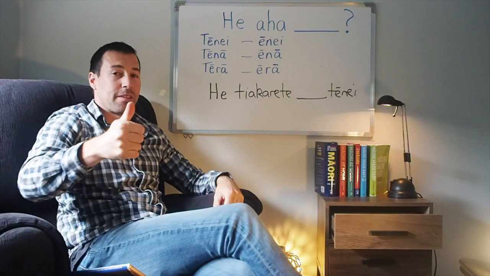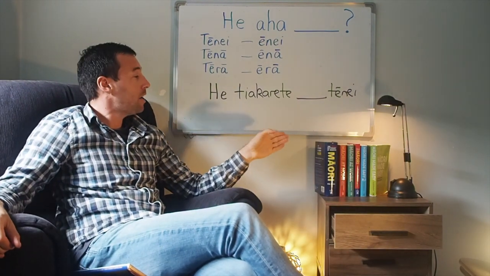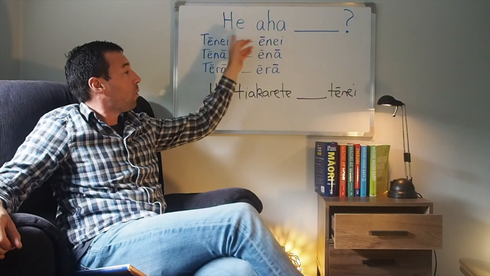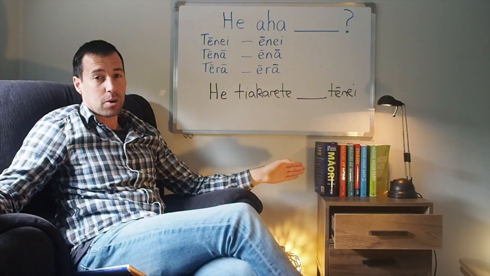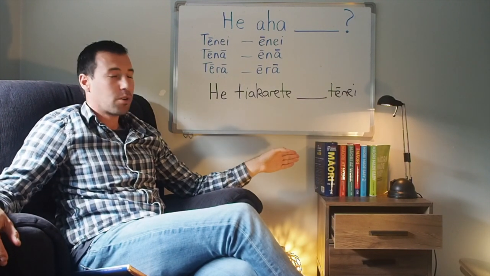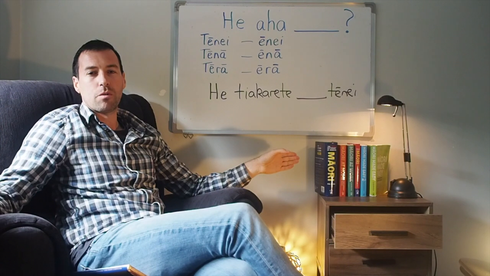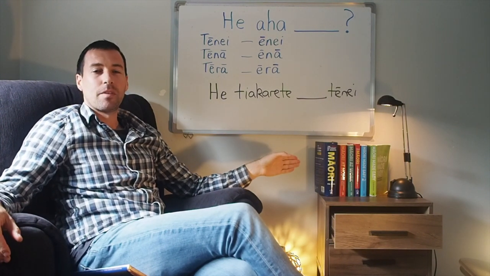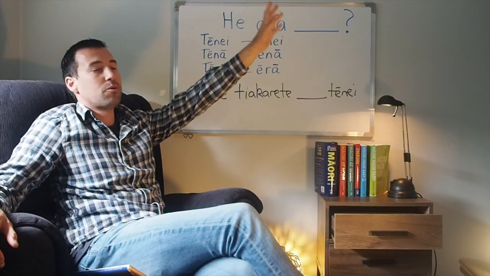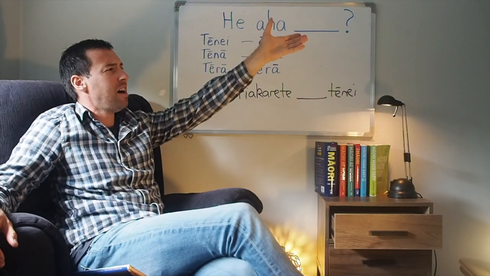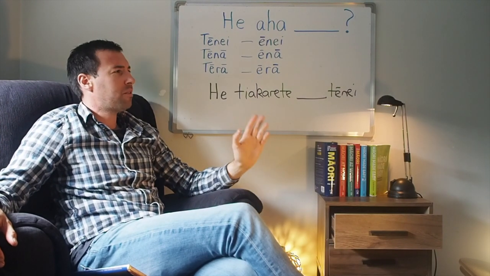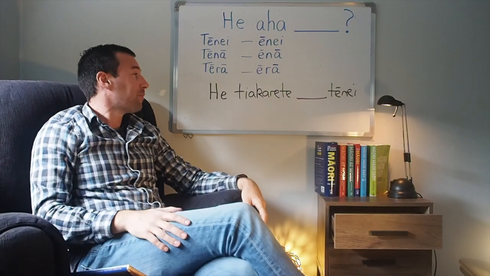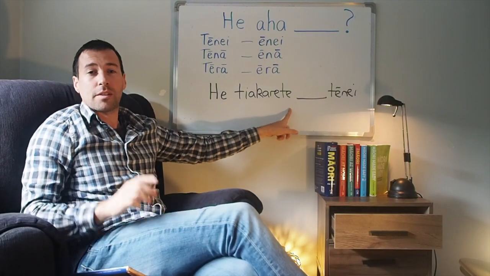Another example, we're getting the hang. He aha ēnā. He aha, what? Ēnā, plural, those books. So you would reply, he pukapuka ēnā. And the same if we talk about those trees over there. Or he aha ērā. Way over there. He aha ērā. He rākau ērā. Ka pai.